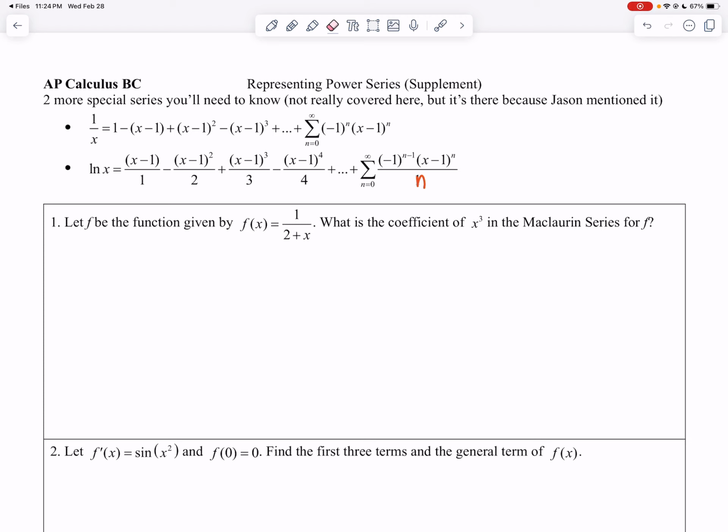1 over x is going to be negative 1 to the n, x minus 1 to the n. And ln of x is going to be very similar, where you have negative 1 to the n minus 1, x minus 1 to the n, but then you have an n right here. So that's just there for you to reference.